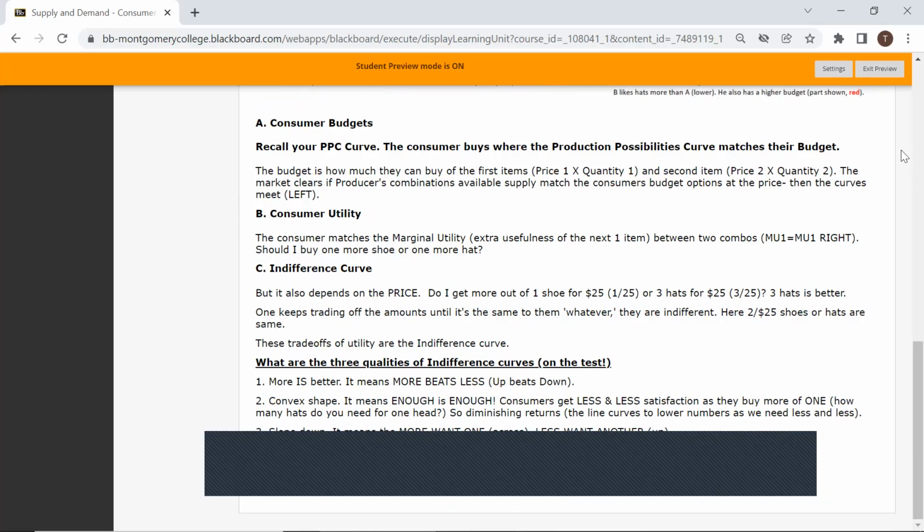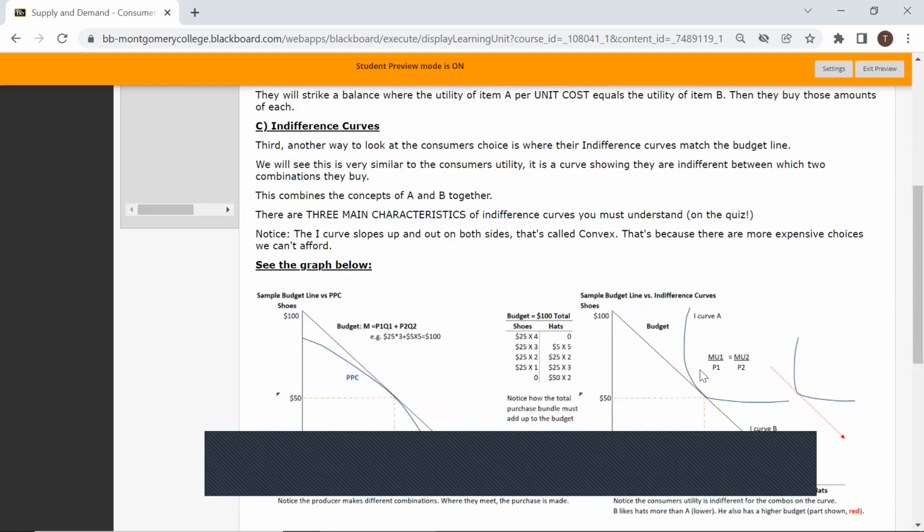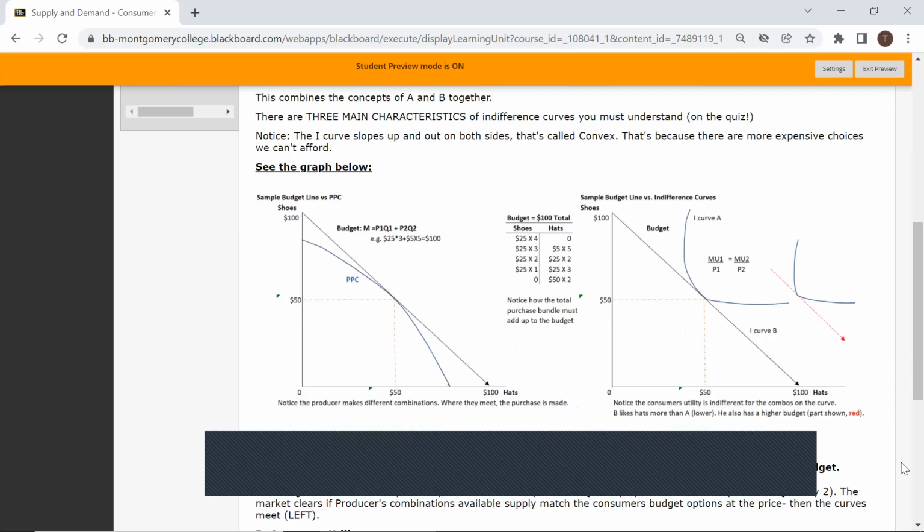It has a convex shape. It means enough is enough. So you get less and less usefulness out of these more expensive alternatives. So it means that it has a convex shape. The more expensive alternatives, you get less and less usefulness out of them. This is the best bargain here.